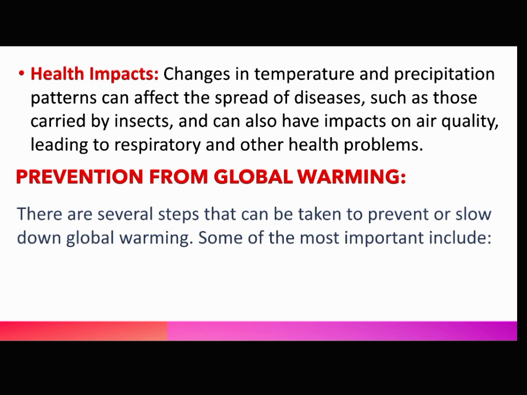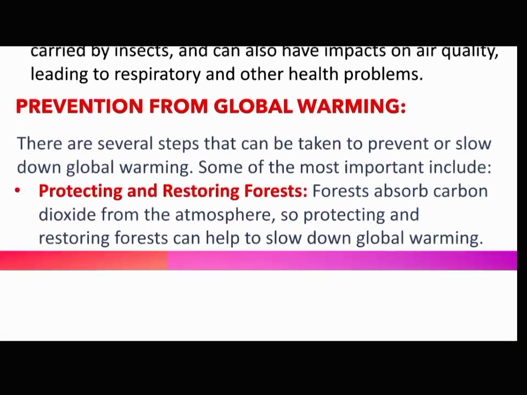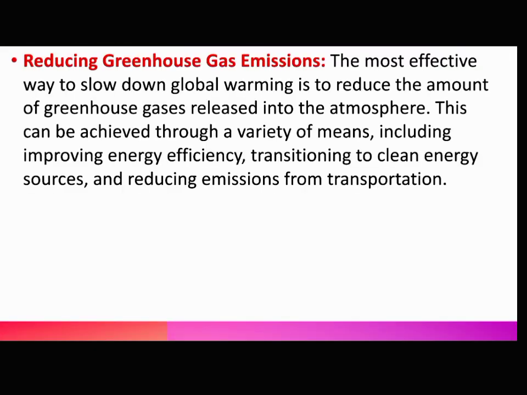Next we will see the prevention of global warming: how we can prevent global warming. Several steps can be taken to prevent or slow down global warming. First is protecting and restoring forests. Forests absorb carbon dioxide from the atmosphere, so protecting and restoring forests can help to slow down global warming. So this is the first main step to prevent global warming, protecting and restoring forests that can absorb carbon dioxide and slow down the process.